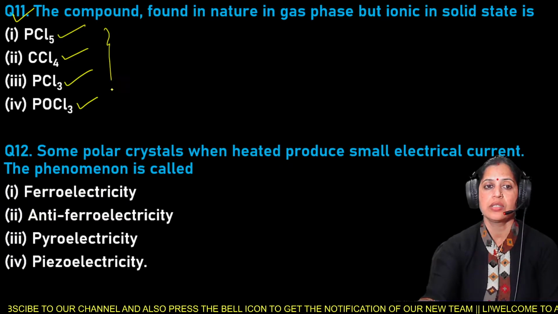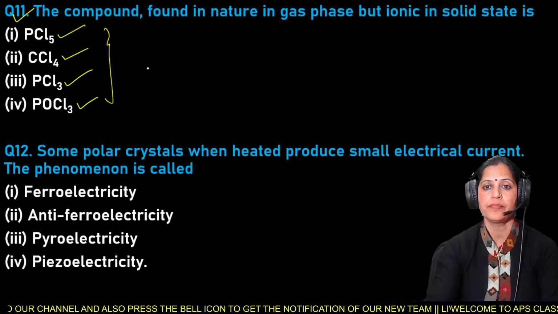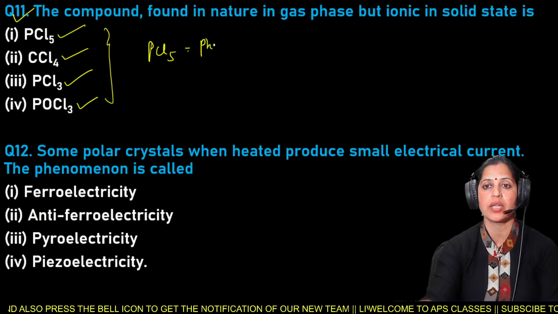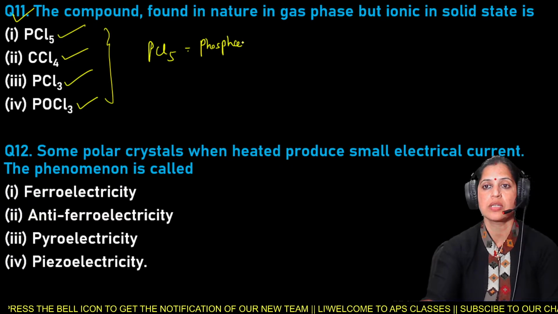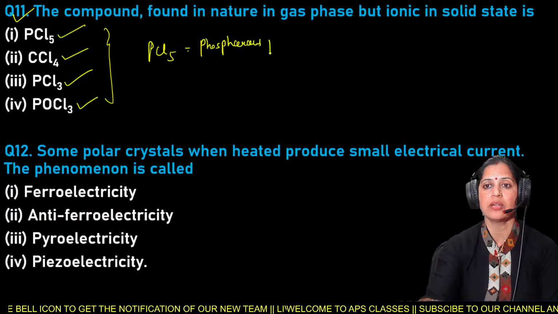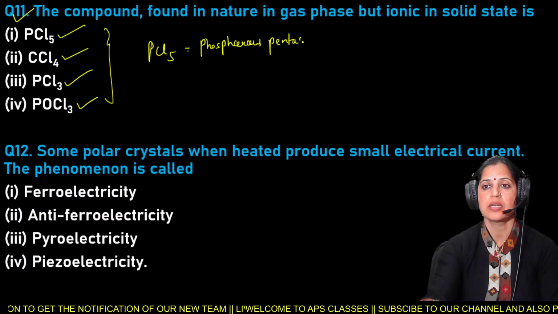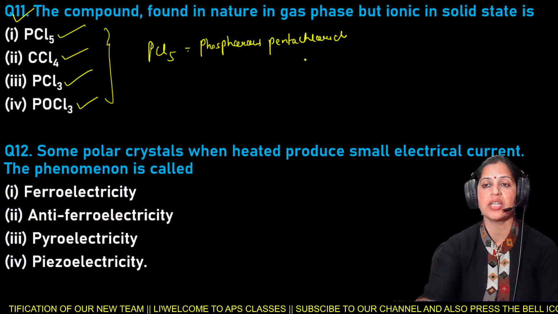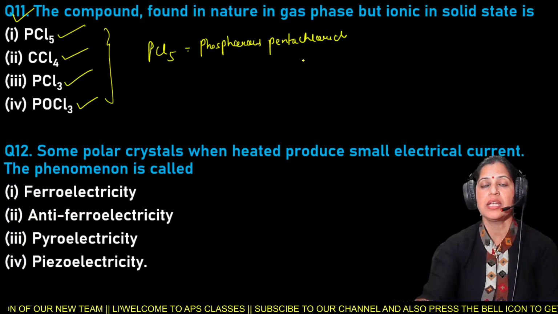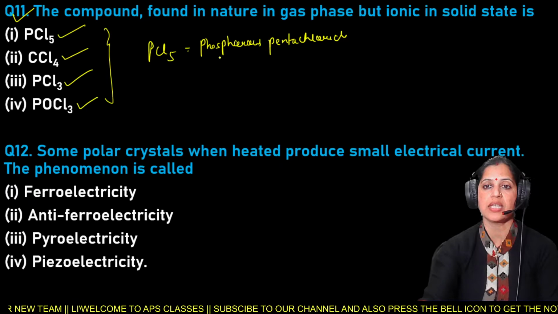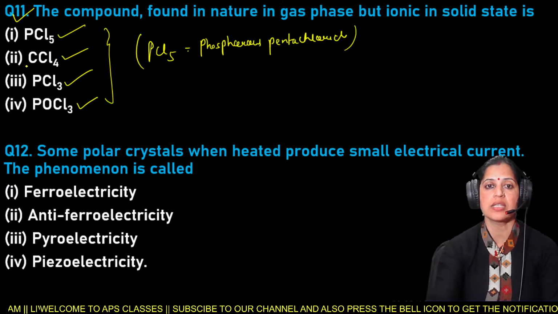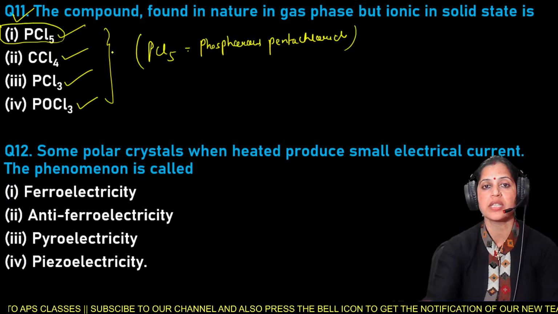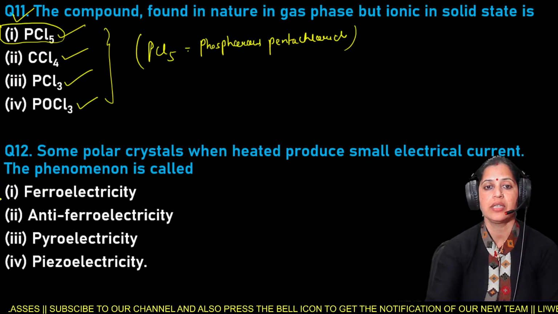So here the right answer is PCl5, that is phosphorus pentachloride. Phosphorus pentachloride is the compound found in nature in the gas phase, but it is ionic in the solid state. So here the right answer is option 1 for question number 11.